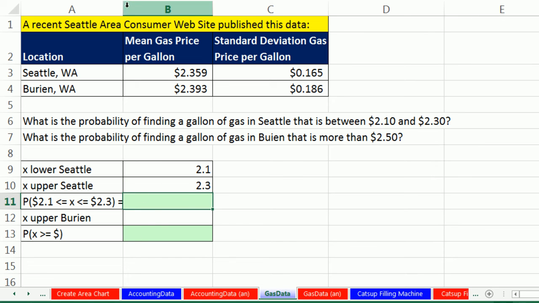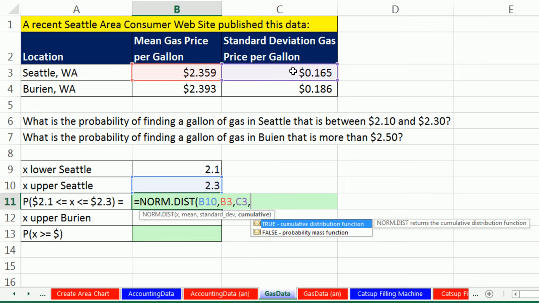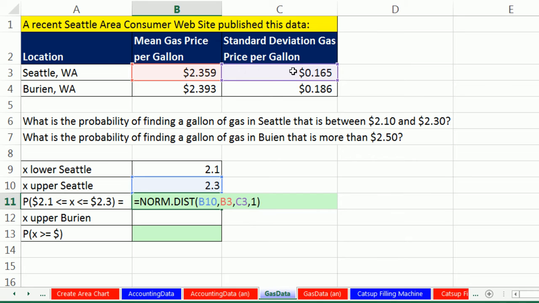Now, if we're going to use the NORM.DIST function and the normal probability distribution to solve this problem, we have to assume that gas prices are normally distributed, and in general, they are. So we're going to use that model. Equals NORM.DIST. Oh, yeah, we just did this. We take the upper, comma, and the mean is our Seattle. Our standard deviation is for Seattle, comma, and cumulative. That gives me everything $2.30 or less.